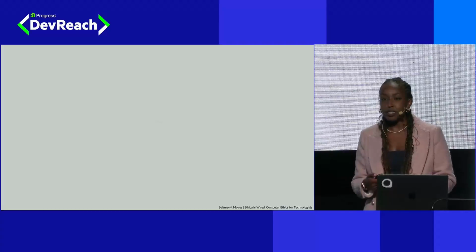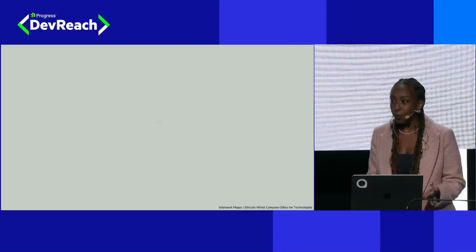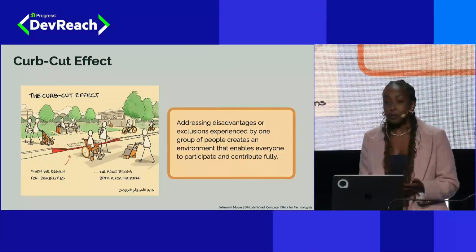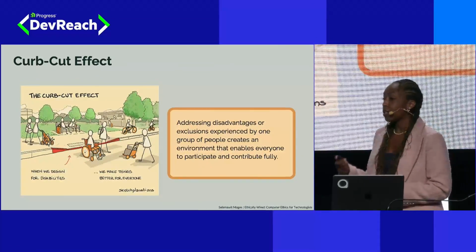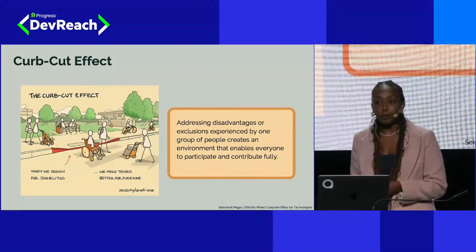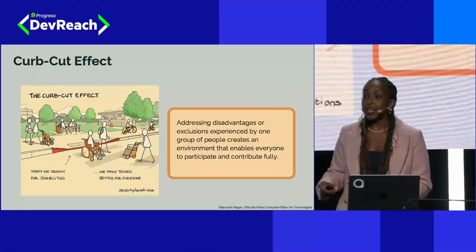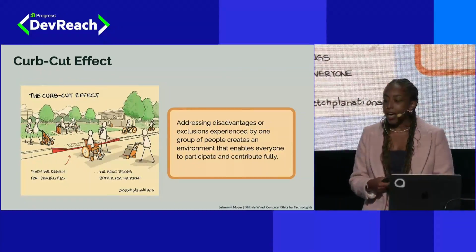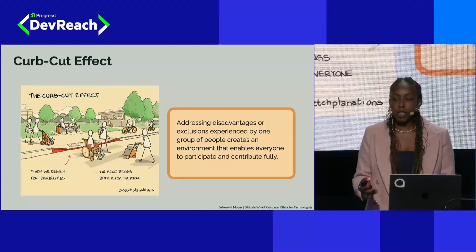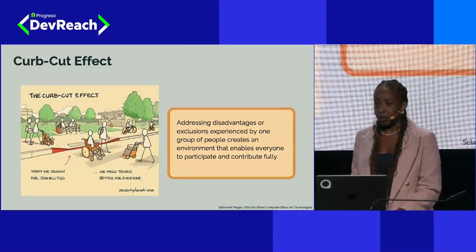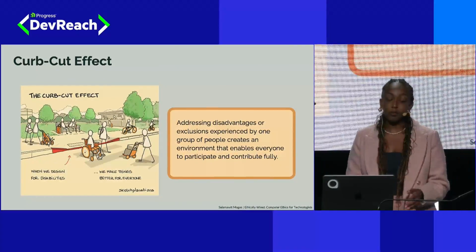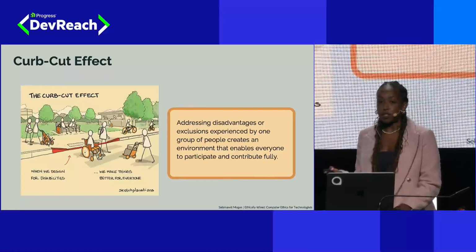Now, this concept isn't limited to PowerPoint 101 or how to create a great auditorium, but it's a broader concept called the curb cut effect that really says addressing disadvantages or exclusion experiences by one group of people creates an environment that enables everyone to fully participate. And this phenomenon was named after the literal curb cut in the sidewalk. So when we think about the curb cut, it was initially designed for folk who are on a wheelchair, right? To go from the sidewalk to the street easily.